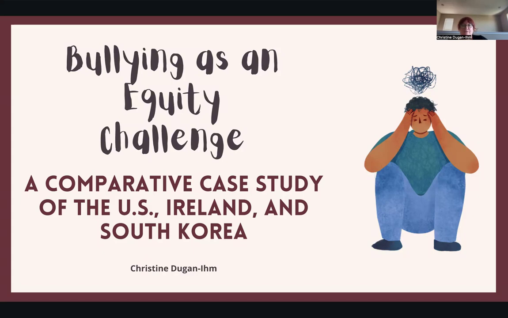Today, I will be sharing findings from my comparative case study on school bullying as an equity challenge. This study synthesizes UNESCO, OECD, and other findings to illustrate how bullying is both a global and localized equity challenge. By comparing these three very different systems, we see how policy frameworks interact with culture to shape student outcomes. How do they affect student outcomes? We'll explore how the US, Ireland, and South Korea define bullying and respond to it, what works, and where the gaps remain.